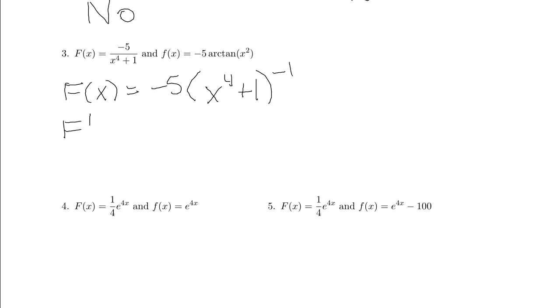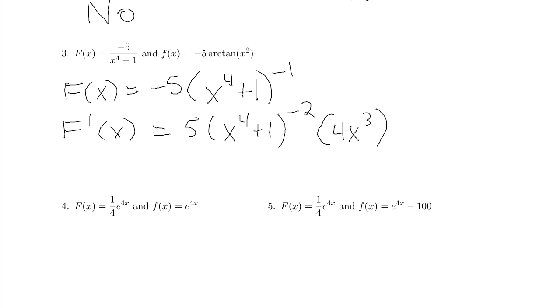Now when we take its derivative, big F prime, the exponent negative 1 is going to come down. So we'll have negative 5 times negative 1, which is positive 5. We leave the inside the same, x to the 4 plus 1, now all to the power of negative 2. The last part of the chain rule says we multiply by the derivative of the inside, which is 4x cubed. We don't even need to simplify. We can clearly see that this is not arctan of x squared. So this does not equal little f of x, and this is not an antiderivative.